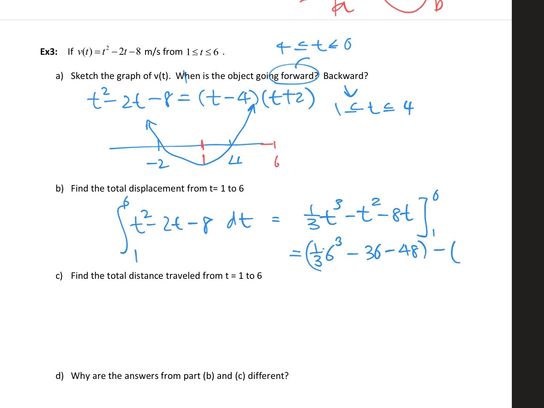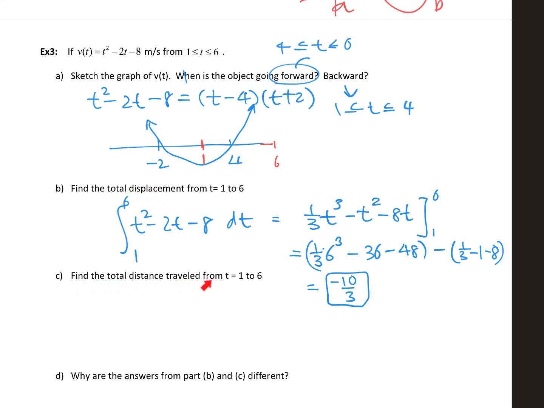Minus, now I'm going to plug in 1. So plug in 1 here, plug in 1 here, plug in 1 there. So I get 1/3 minus 1 minus 8. If you calculate it all out, you get negative 10 over 3. So here you ended up going backward more, so you ended up at negative 10 over 3, right? Backward, basically. So that's the total displacement.